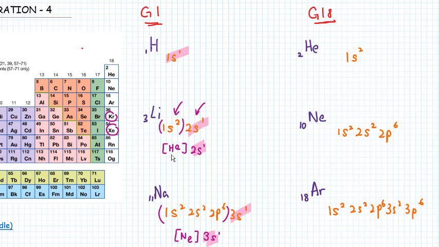The common core configuration we will use is helium, neon, and argon. Of course, sometimes you will also see krypton and xenon as the core. So you can practice writing out the electronic configurations for krypton and also xenon.